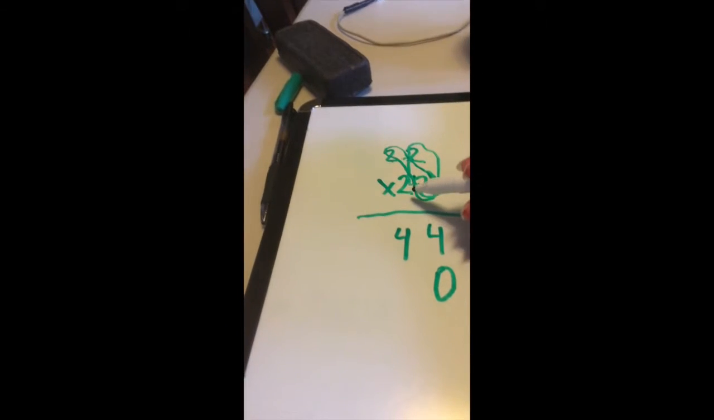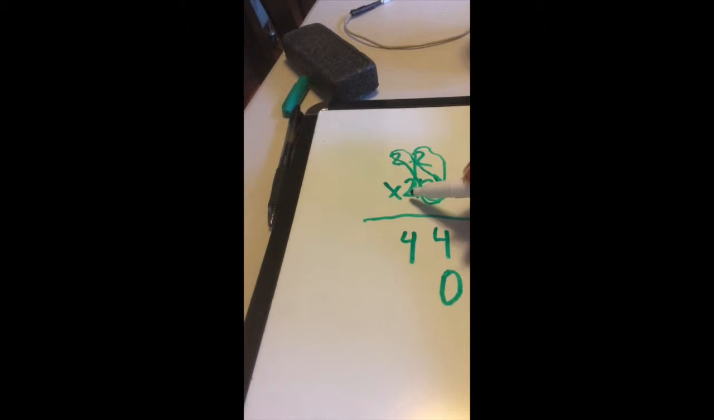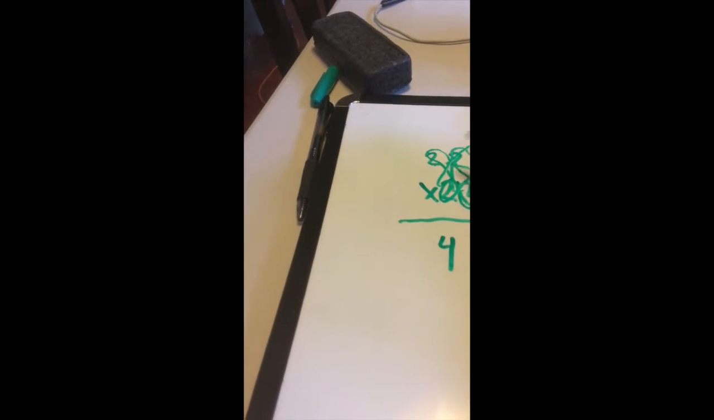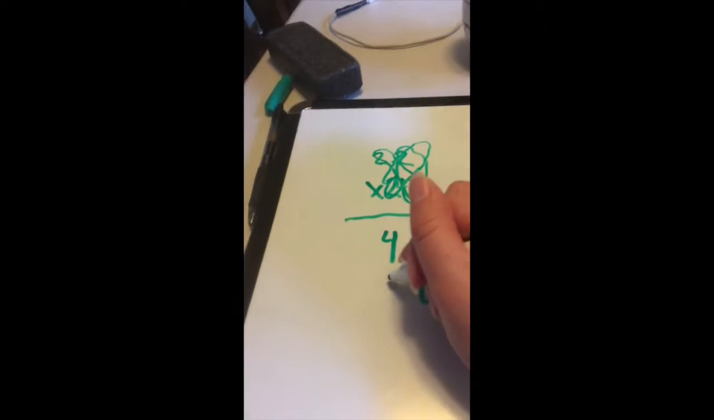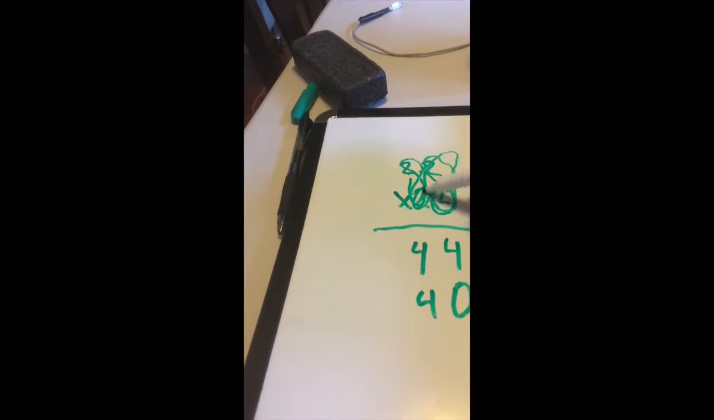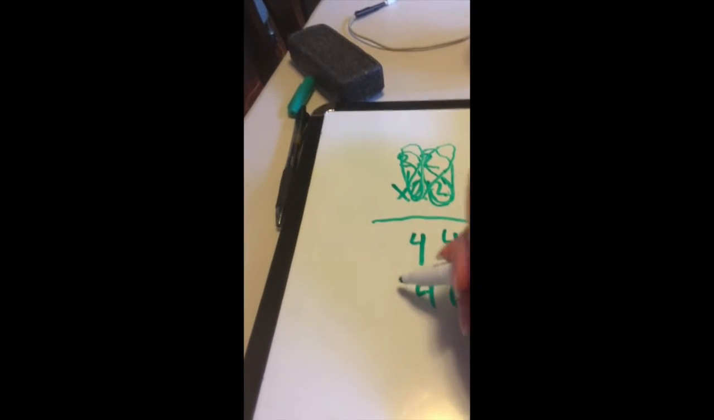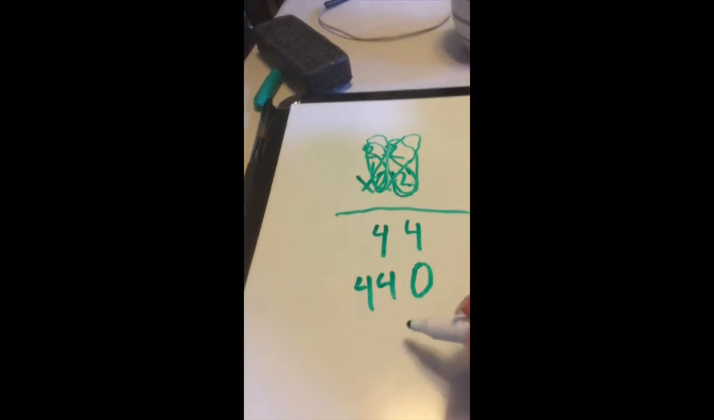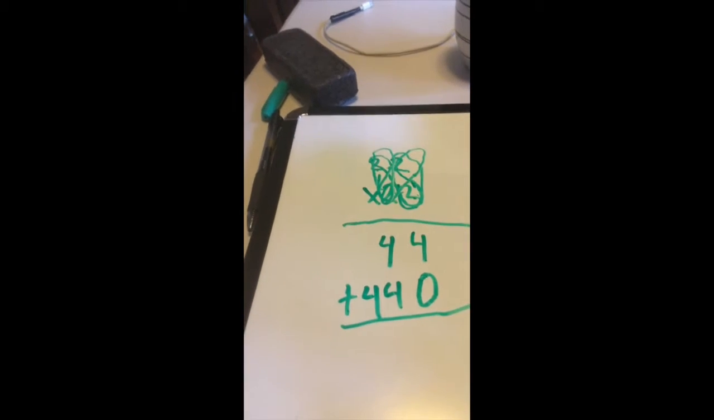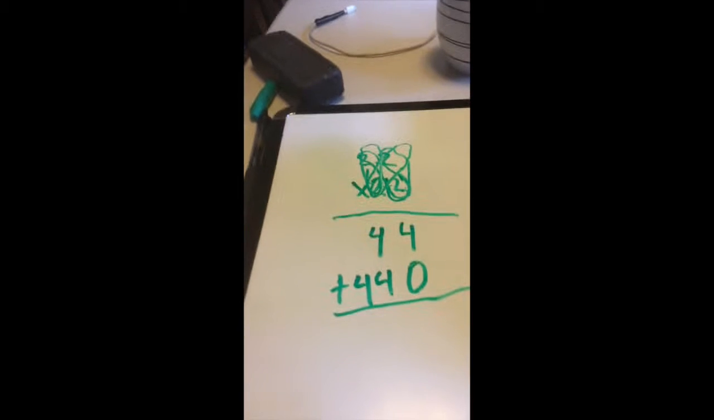Now we're going to look at the 10s spot. And here I'm going to be doing, again, 2 times 2, so that gives us 4. And then I'm going to do 2 times 2, which also gives us another 4. And so this is what we end up with.